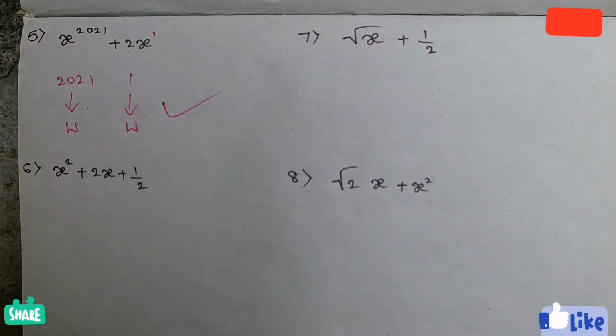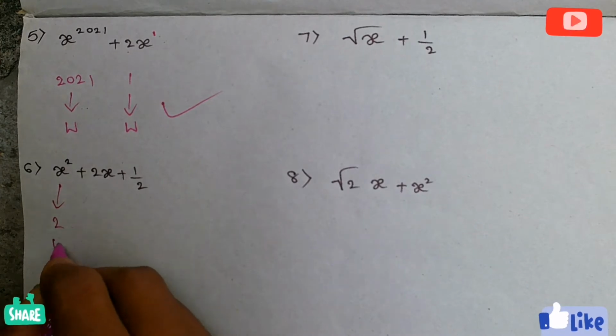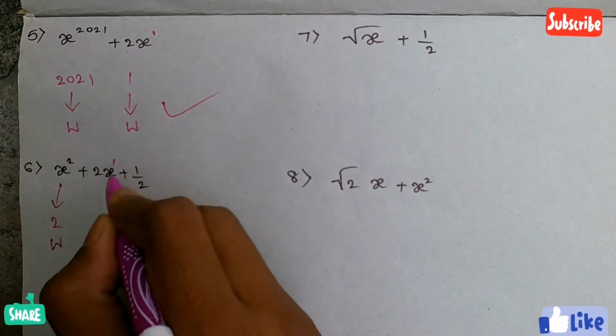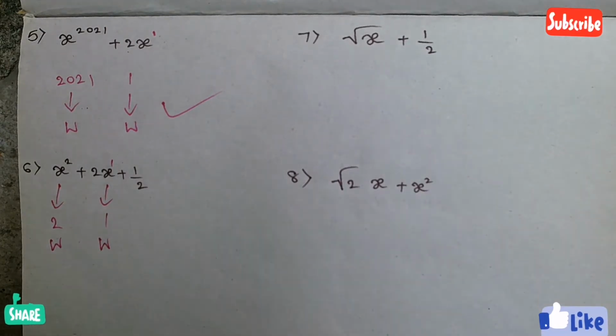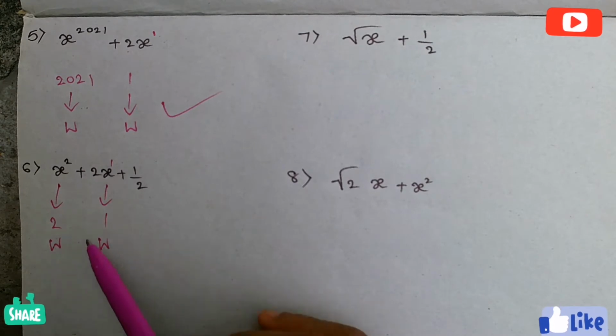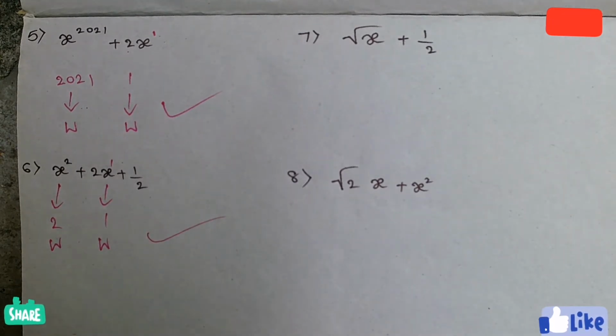Next question, if you look at it, x square plus 2x plus 1 by 2. Here x power is 2, which is a whole number. Here x power is not written, meaning 1, so power 1 is also a whole number. As I said already, we need not worry about the constants at all. So here every power is a whole number, then obviously this is a polynomial.